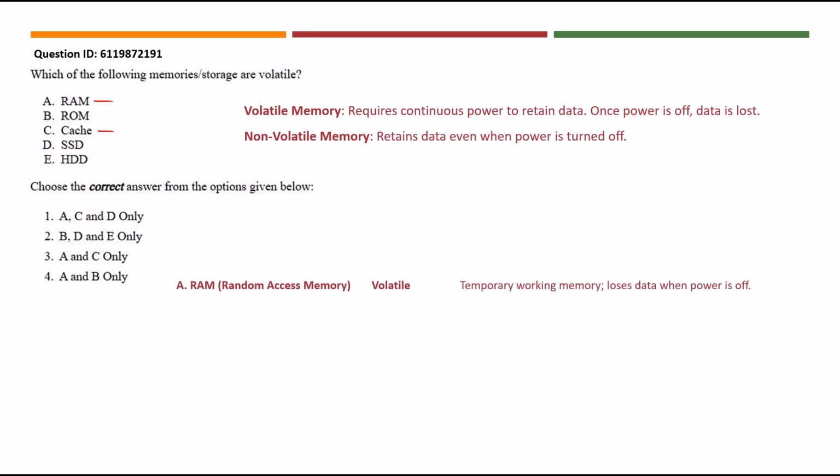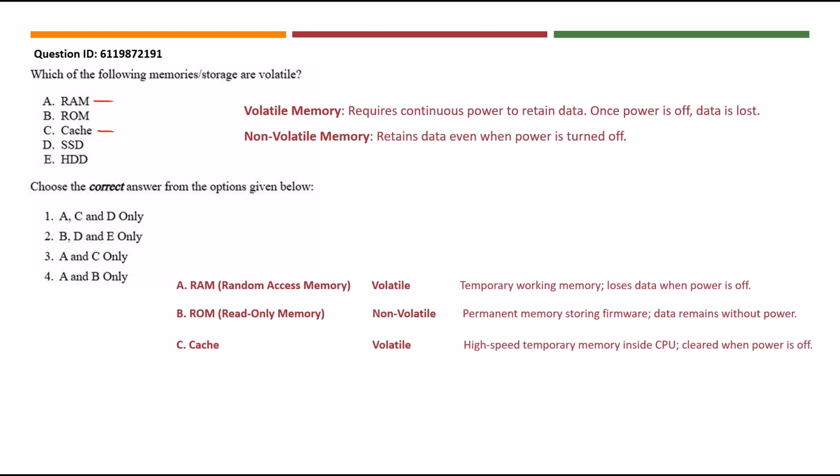So let's take A. Random access memory is volatile. This is a temporary working memory, loses data when power goes off. B is ROM, read-only memory, which is non-volatile. This is permanent memory storing firmware and data remains without power. Next comes the cache memory, which is volatile again. This is high-speed temporary memory inside the CPU and this gets cleared when the power goes off.